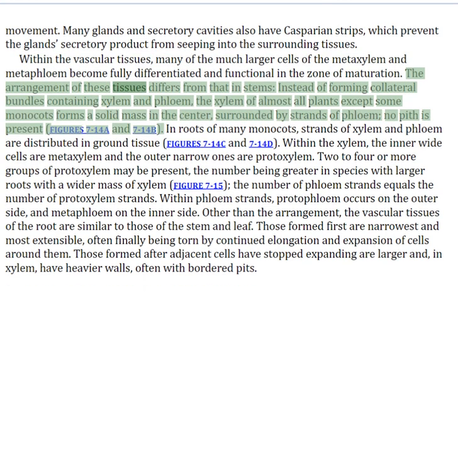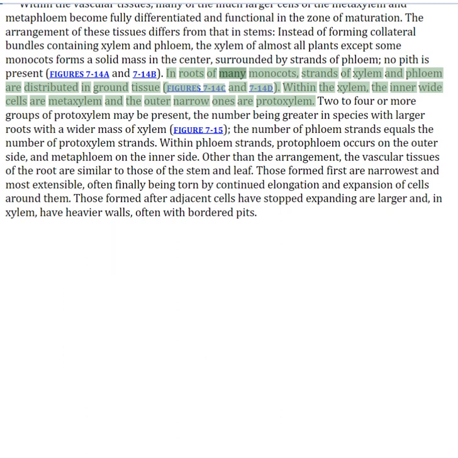The arrangement of these tissues differs from that in stems. Instead of forming collateral bundles containing xylem and phloem, the xylem of almost all plants except some monocots forms a solid mass in the center, surrounded by strands of phloem. No pith is present. In roots of many monocots, strands of xylem and phloem are distributed in ground tissue. Within the xylem, the inner wide cells are metaxylem and the outer narrow ones are protoxylem.